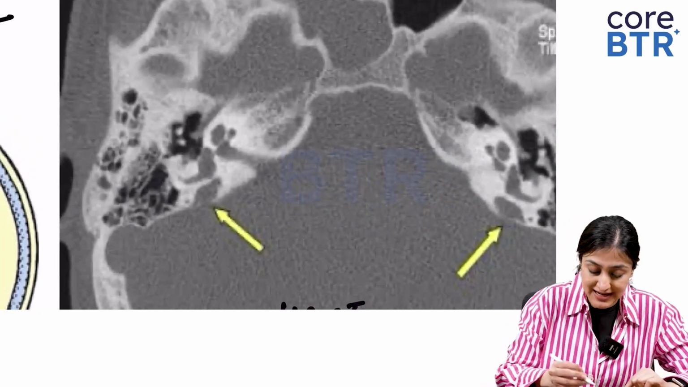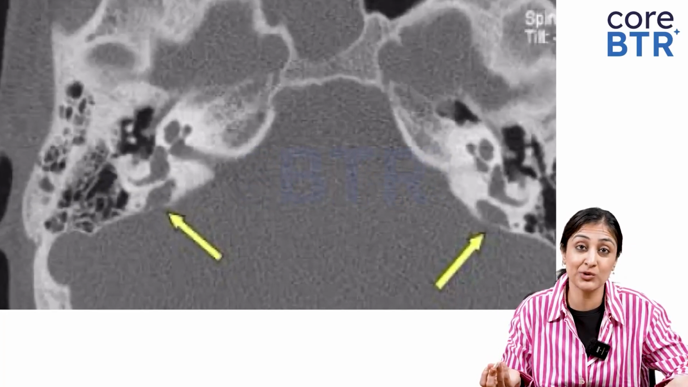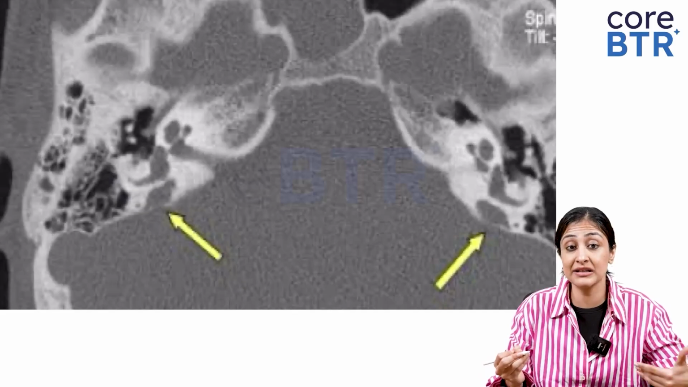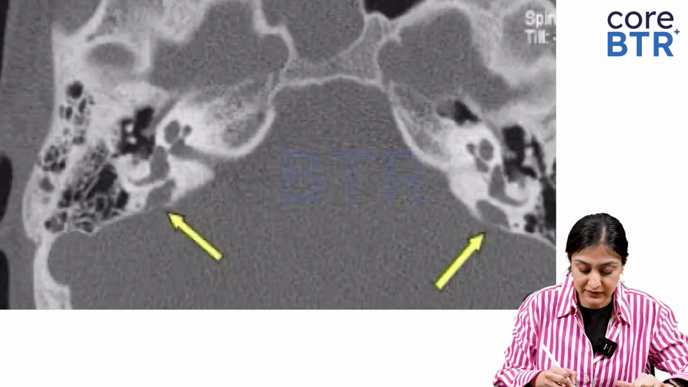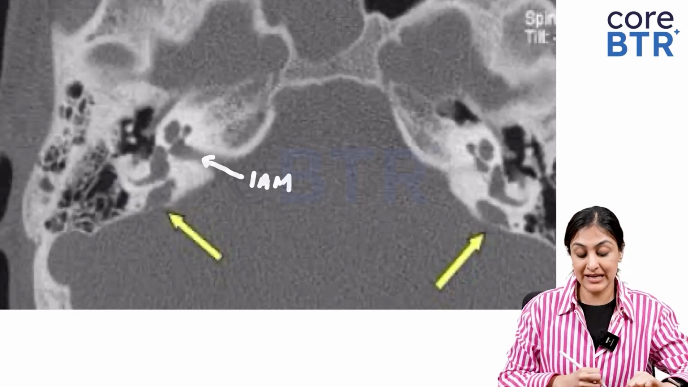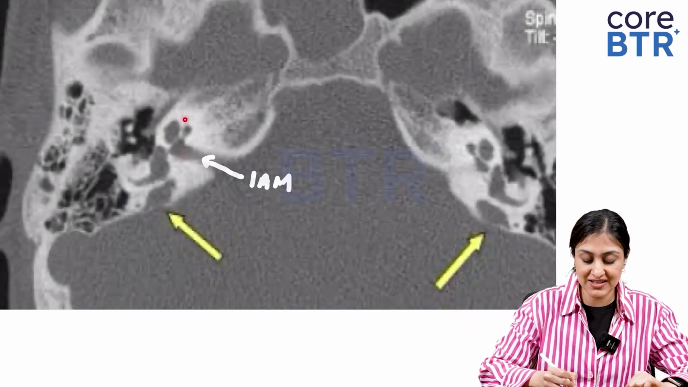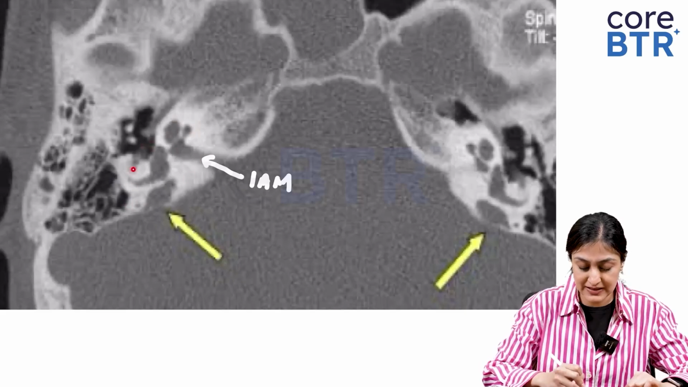Just try and understand. I never thought I would teach undergrads HRCT temporal, because even JRs don't understand it very well. But because they have asked, now we have to do it. So this is the internal auditory meatus. This is where the vestibulocochlear nerve will enter. So this becomes the inner ear. This entire part is inner ear.